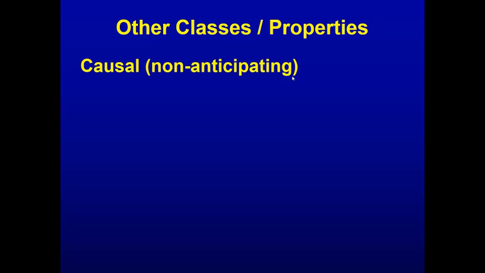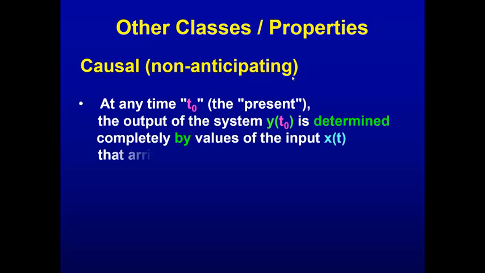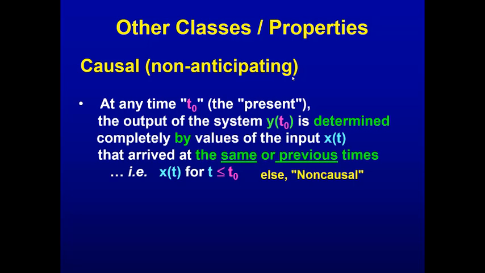Now there's a couple other classes that we should talk about of our systems. The first is whether the system is causal or not. Now causality is an idea we introduced with signals a while back, but it also applies to systems. Causal systems are also known as non-anticipating systems. And here's how we define them.